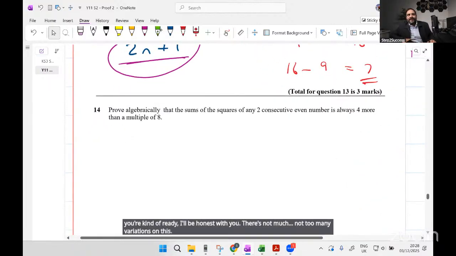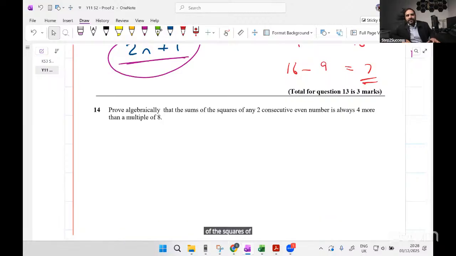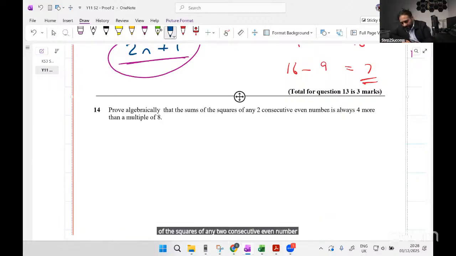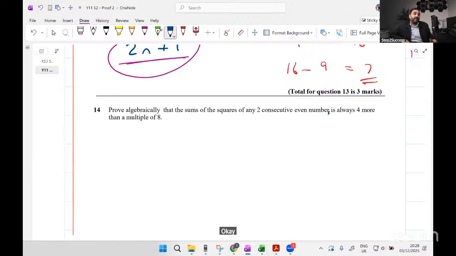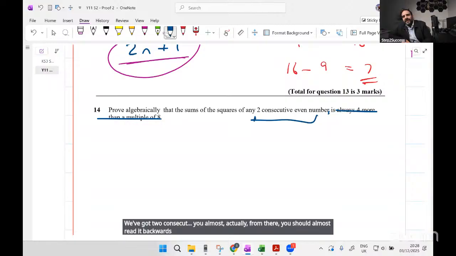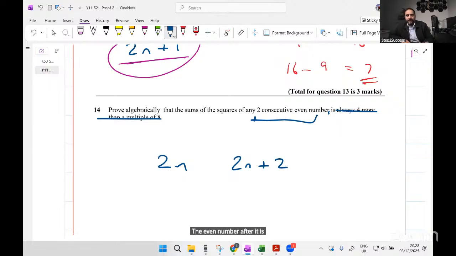Prove algebraically that the sums of the squares of any two consecutive even numbers is always four more than a multiple of 8. Again, it's wordy, isn't it? Let's ignore the bit after the "is" until later. We've got two consecutive, and you should almost read it backwards. So two consecutive even numbers. 2n is an even number. The even number after it is 2n plus 2, so 2 more than it.